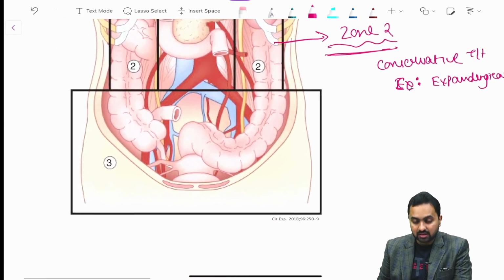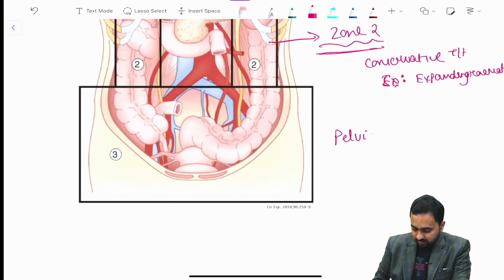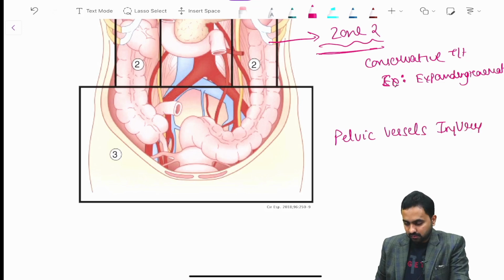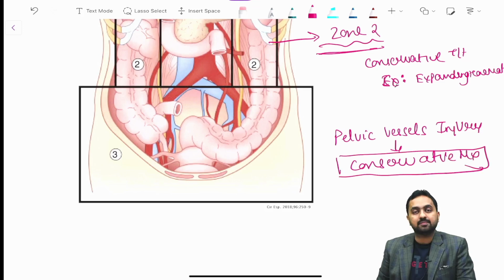So, expanding hematoma is one of the conditions where you would have to do an exploratory laparotomy in case of a zone 2 injury. Now, zone 3 injury includes your pelvic vessels injury. So, you will need to do a conservative management, right, in this case too.